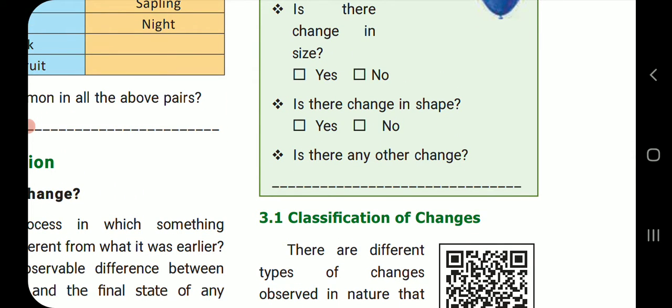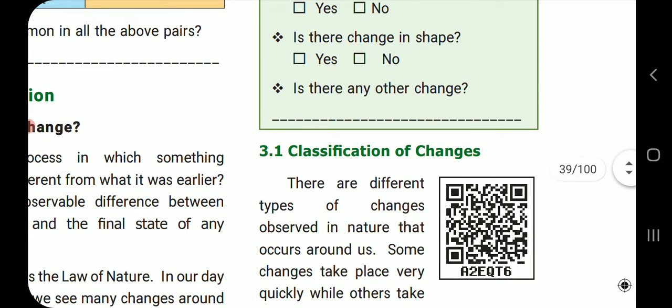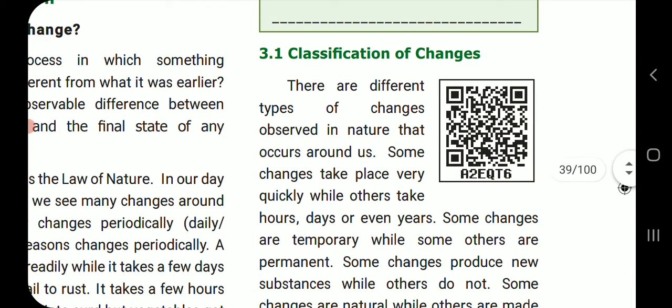So in this lesson we are going to see the classification of changes and the examples of each, and finally dissolution, that is, what is a solvent, what is a solute, and what is a solution. Okay, it's very simple and you can easily understand, so I'll be giving you simple examples.